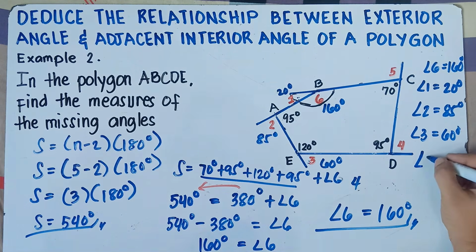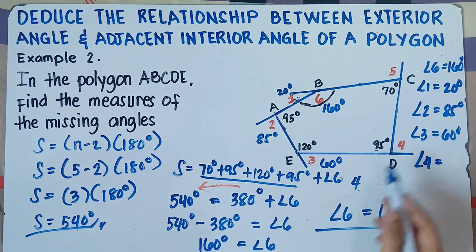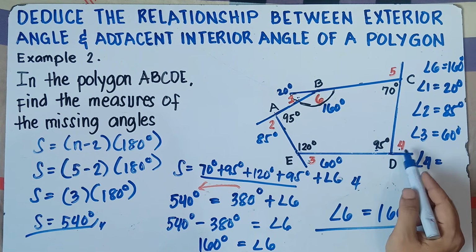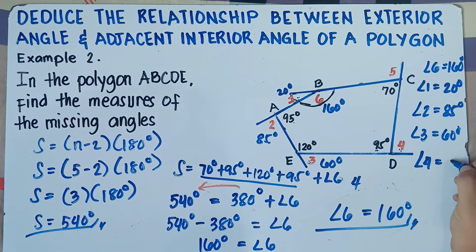And angle 4, what's the answer, class, for angle 4? If you add this one, you will get 180. That's correct. It should be 85 degrees, same with angle 2, because 95 plus 85 is 180.